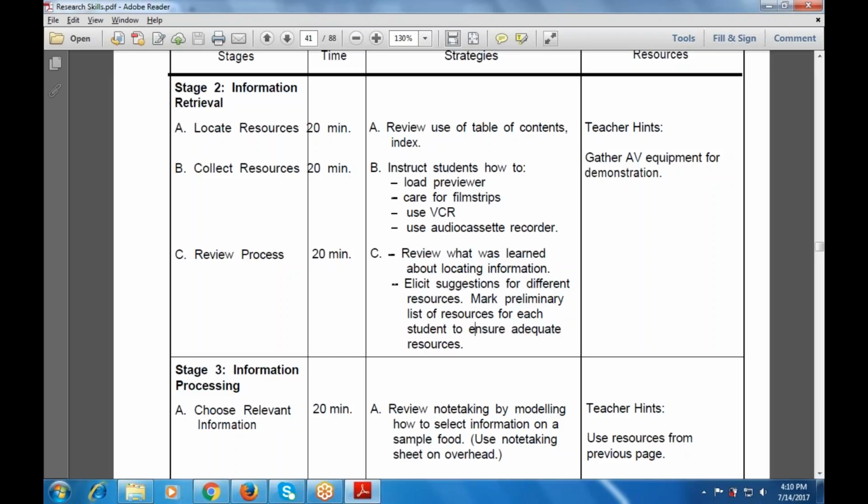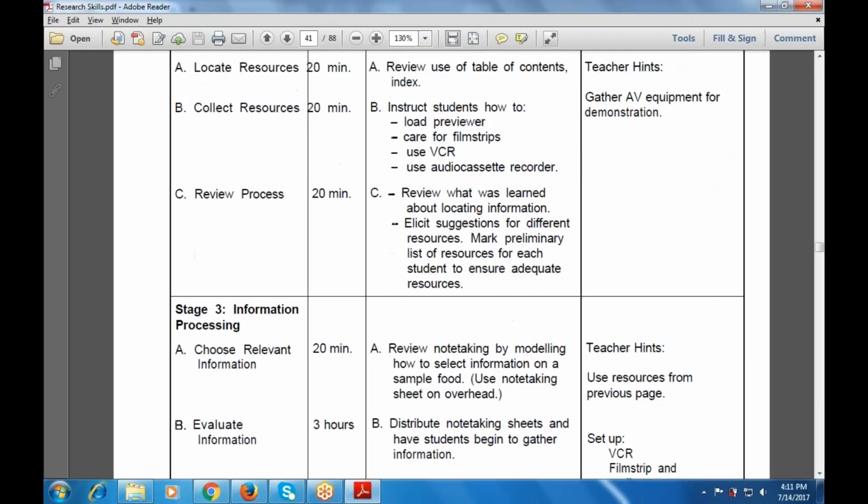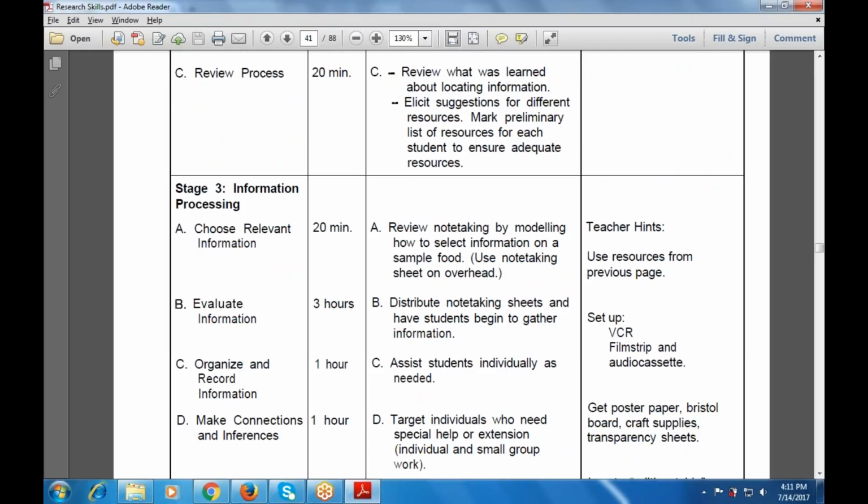What are the various adequate resources? Sufficient resources that are used to collect the resources, to load the preview or the audio cassette recorders. The next is information processing. Choose the relevant information. It also takes 20 minutes. As per this example, review note making by modeling how to select by using CAD, computer aided designing, or system analysis. Either use brainstorming, projection, or PERT or CPM charts.